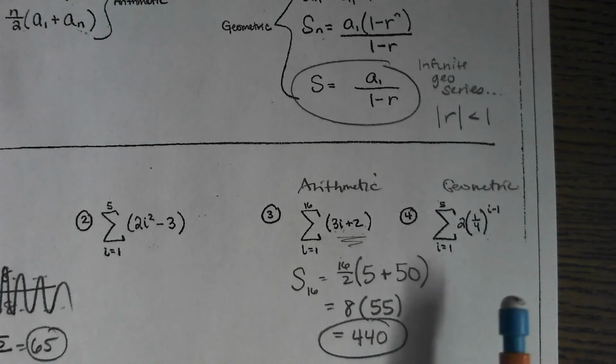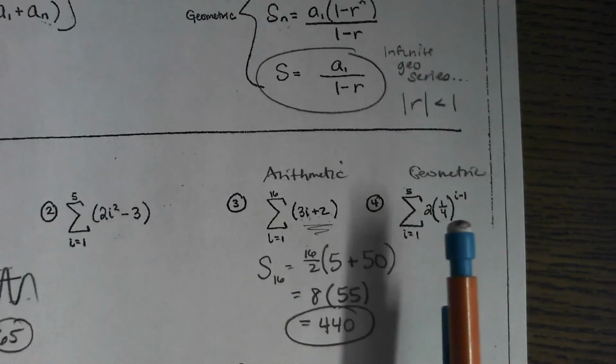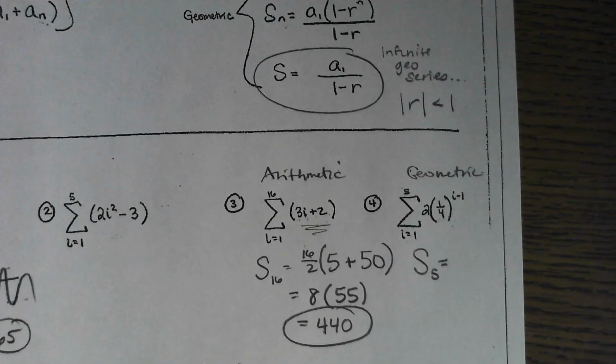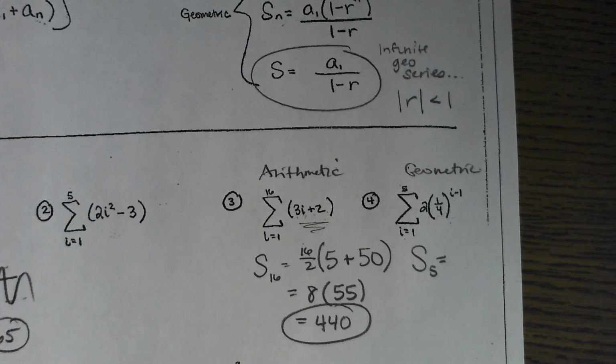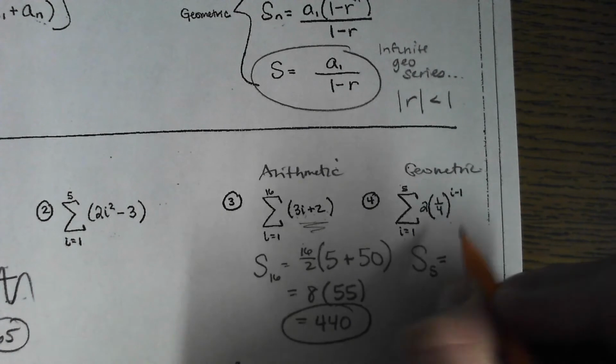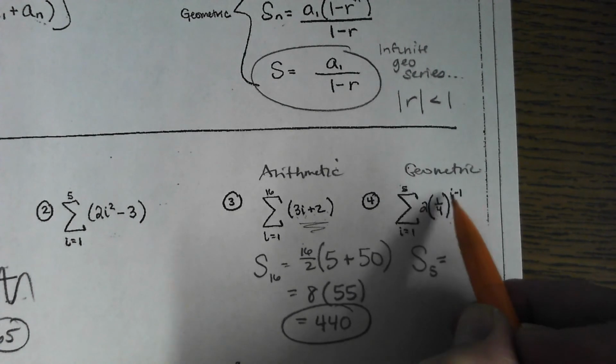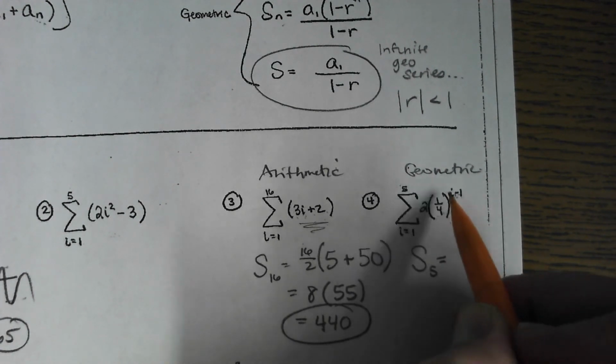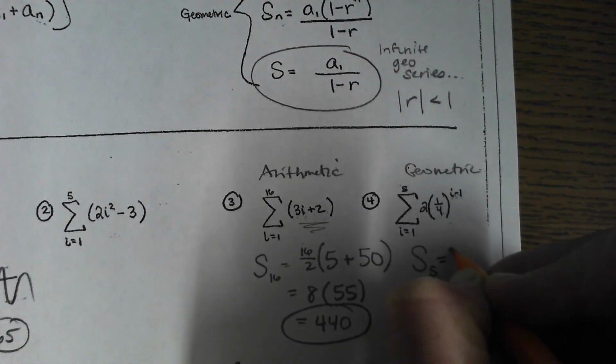On the geometric one, when you plug in to your formula, it's S sub 5, because we're plugging in 1 through 5. Your first term, when you plug in a 1, is going to make 1 minus 1, 0. Anything to the 0 power is 1. 2 times 1 is 2. So your first term is 2.